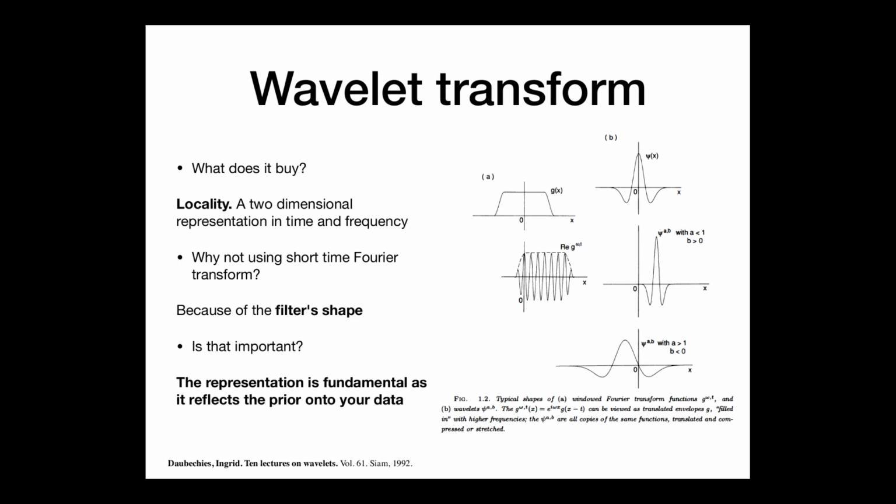But usually the wavelet transform, at least in the continuous case, is a redundant representation. So differently from the Fourier domain, there is no single decomposition. You can have multiple decompositions of the signal.